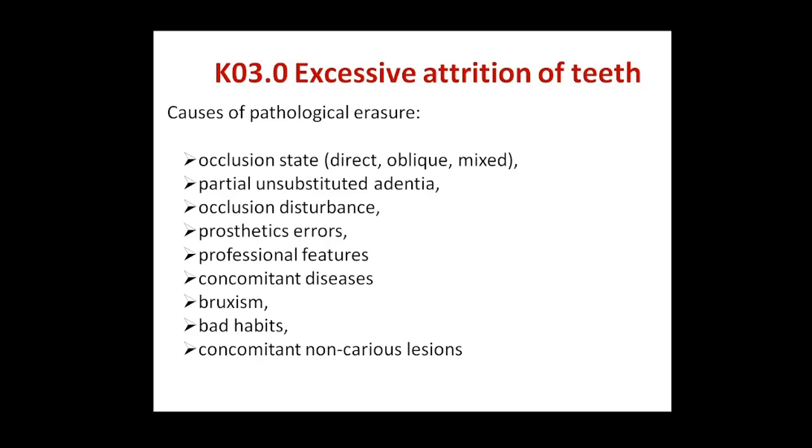special causes. For example, occlusal state like direct, oblique or mixed bite, partial unsubstituted adentia, occlusal disturbance, prosthetic errors, professional features, concomitant diseases, bruxism, bad habits, some concomitant non-carious lesions. There are also local causes of pathological abrasion.